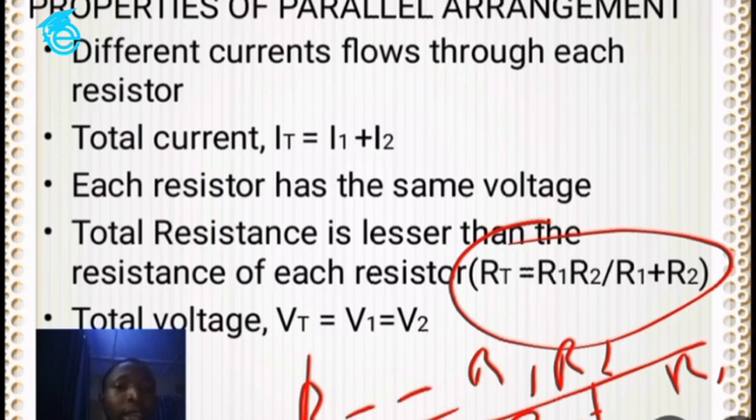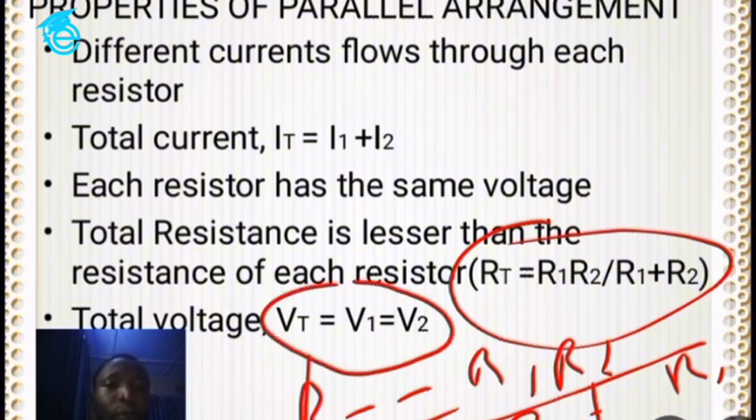And lastly, the property of parallel connection is that the total voltage is always the same, like I mentioned earlier. The total voltage is always the same as the individual voltage. That's why Vt is equal to V1 and is equal to V2.